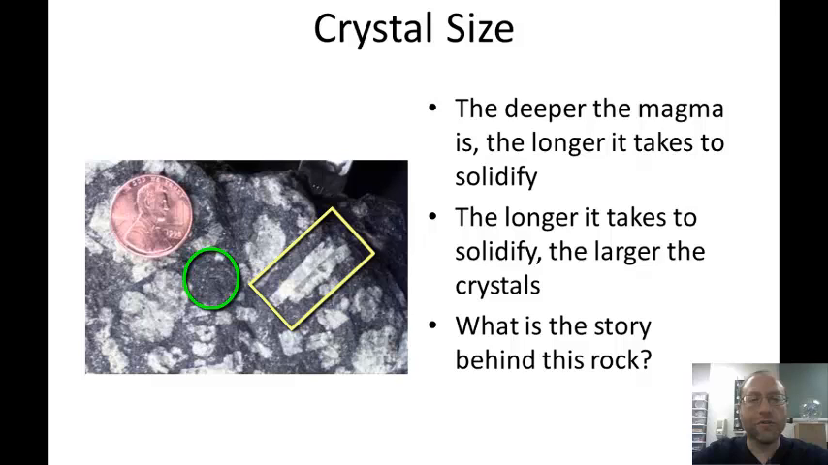Now since the crystals are of two different sizes, that means that they took different lengths of time to crystallize. So this rock had to have formed at two different depths. This rock first had to have started solidifying deep down, very slowly, and then the magma moved up and finished crystallizing at a much shallower depth and at a much faster rate.